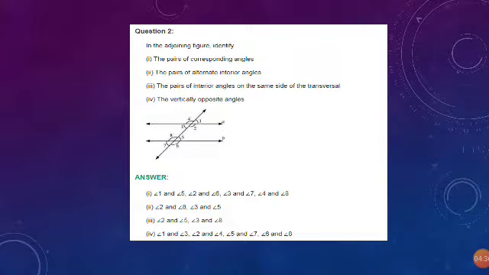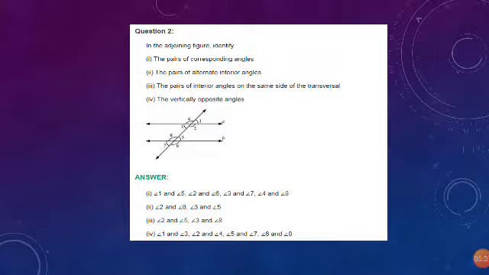In the adjoining figure, identify the pair of corresponding angles, the pair of alternate interior angles, the pair of interior angles on the same side of the transversal, and the vertically opposite angles. So, first one, pair of corresponding angles. Which angles are corresponding angles?